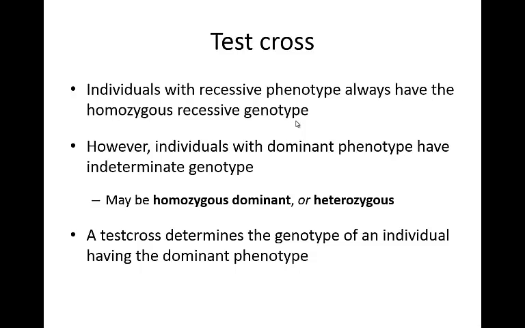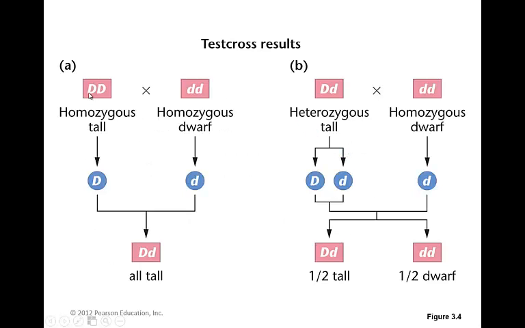So what you do is you cross your unknown but dominant phenotype individual with someone who has a homozygous recessive genotype. There are 2 possible outcomes from this type of cross, and the only way that you can tell is to look at the offspring of this cross. So say you have this unknown one and 100% of the offspring are, in this case, tall. What you can say then is that that original parent of unknown genotype must have been homozygous for that trait.